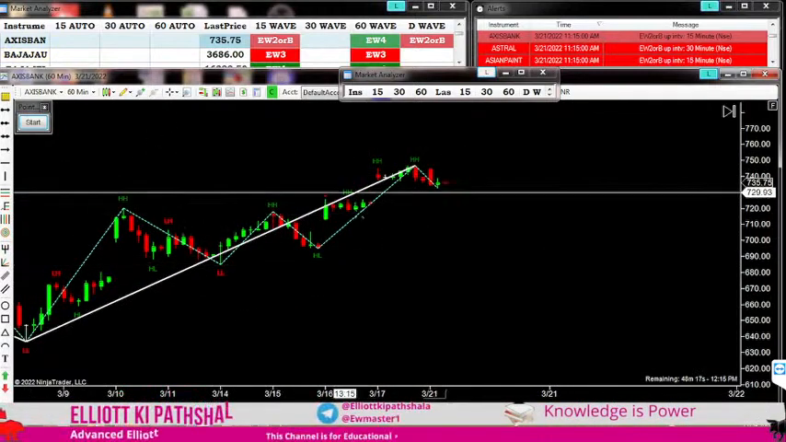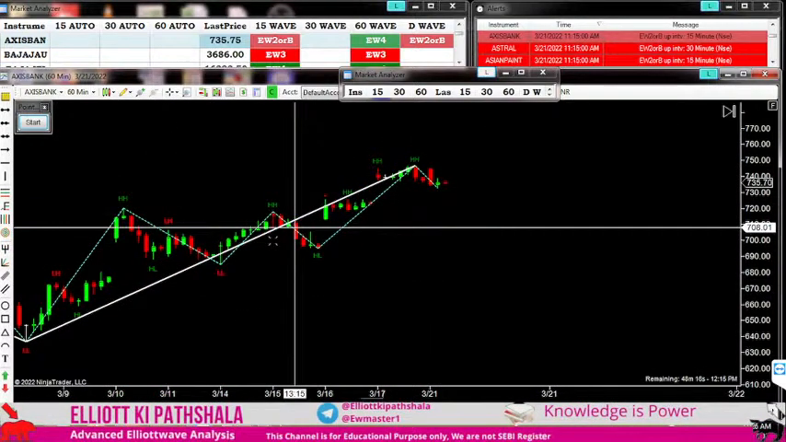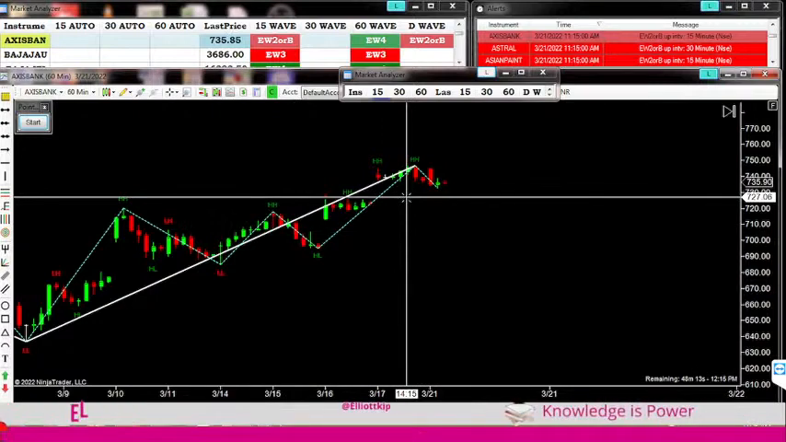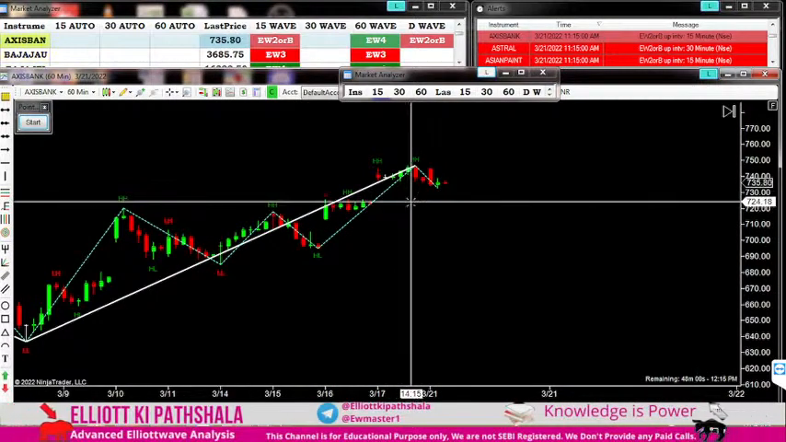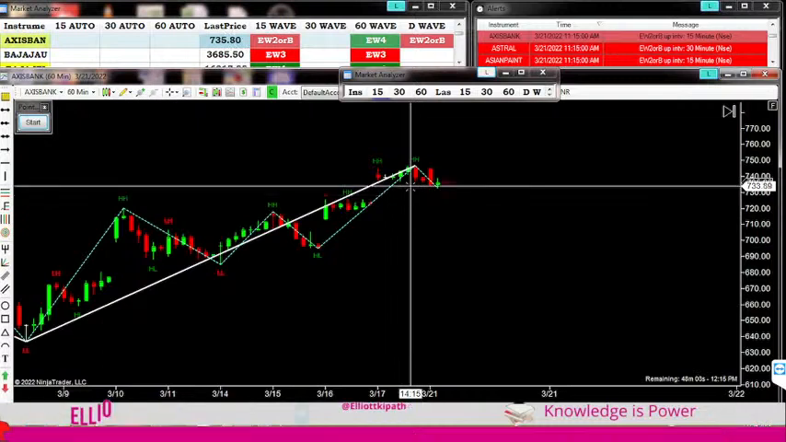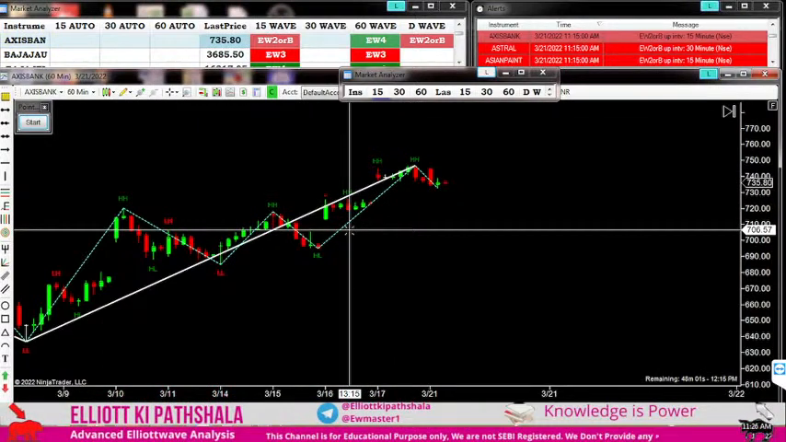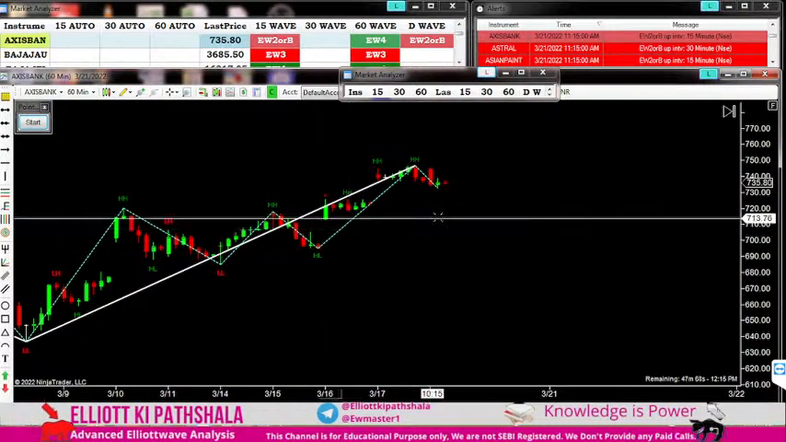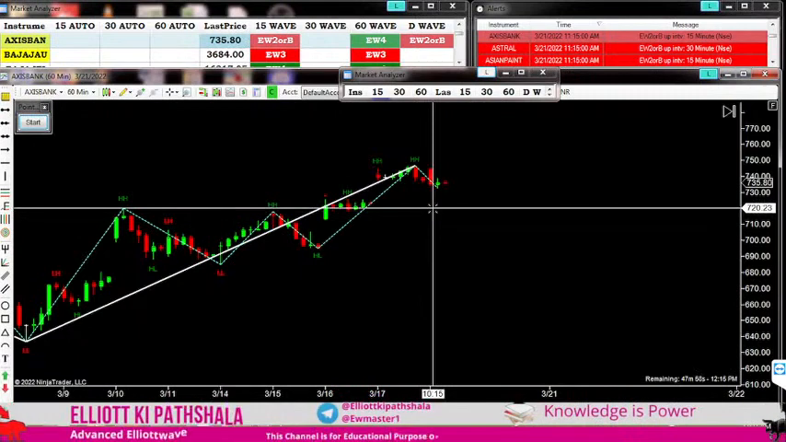So you can just identify the levels in advance with easy calculations. You don't need to have 50% retracement, 61.8, 76%, 100%, 161. All these confusions are not necessary. It is easily marking your levels and giving you a clear picture.